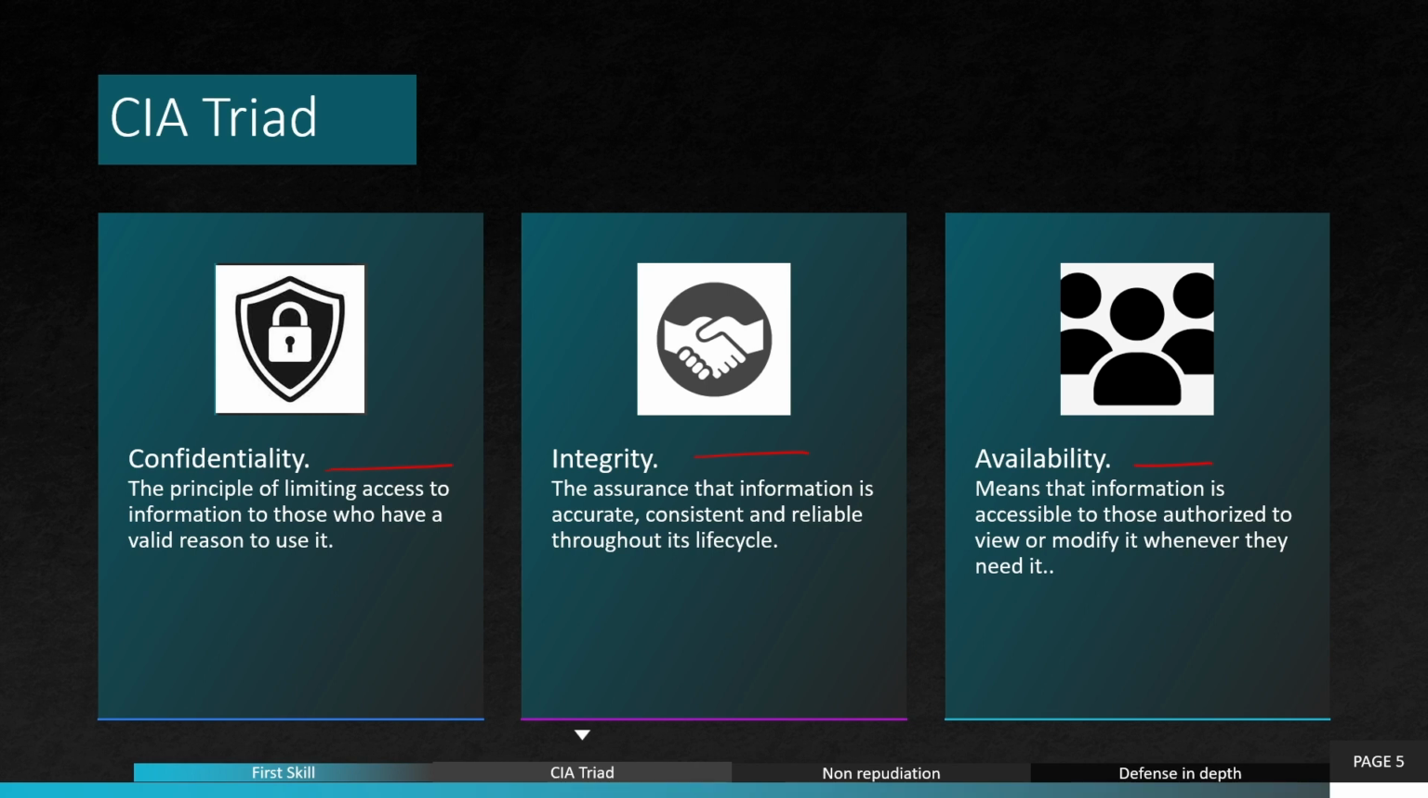Now, availability means that information is accessible to those that are authorized to view or modify it wherever and whenever they need it. For example, online services should be reliable, they should also be resilient, and they should have a backup and recovery mechanism in case of failures and disasters. Now, we will be achieving availability by using things like redundancy, load balancing, fault tolerance, and other kinds of techniques.